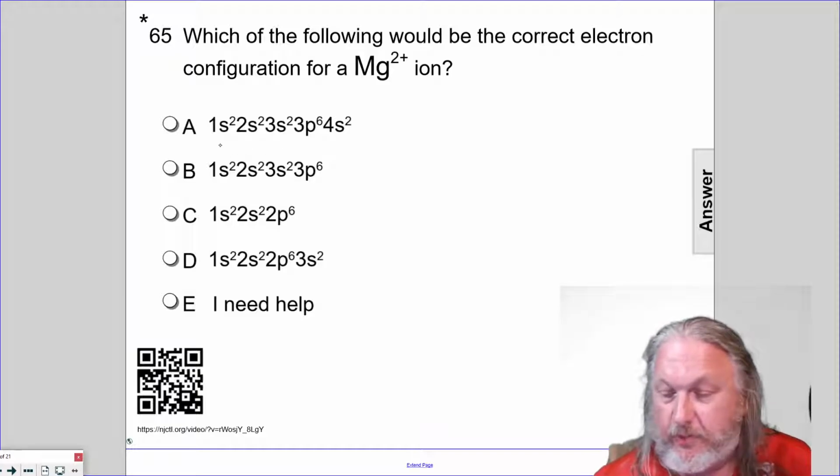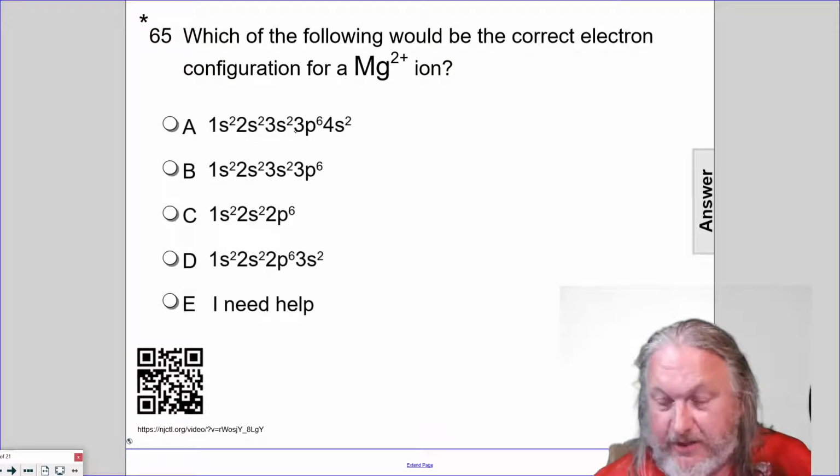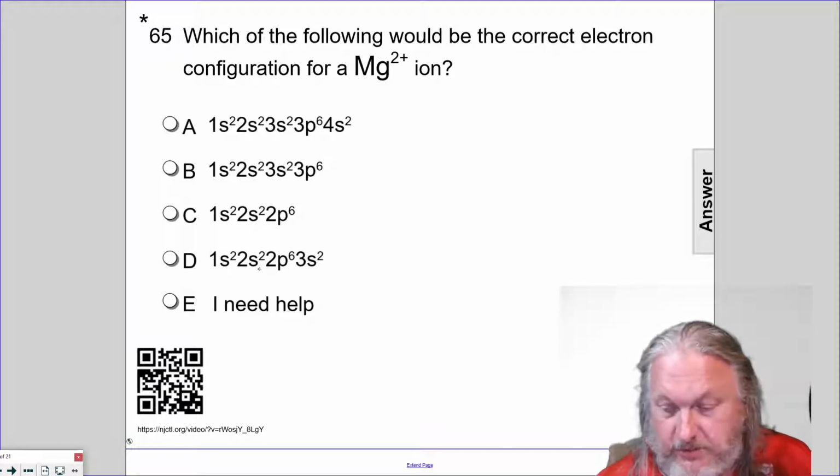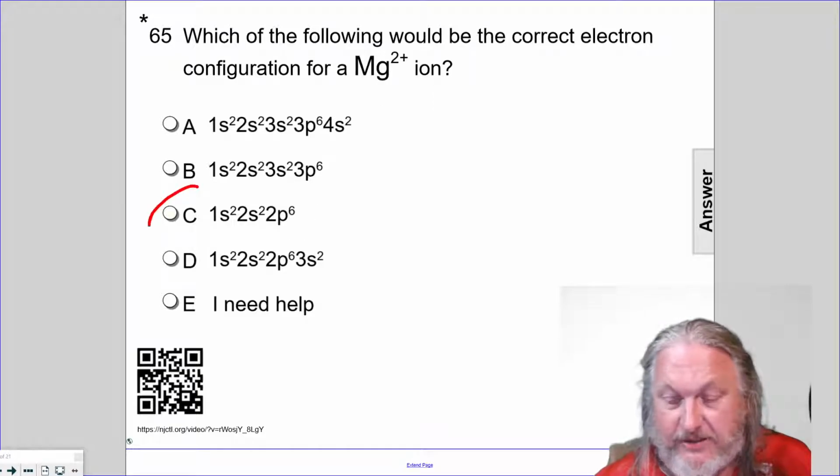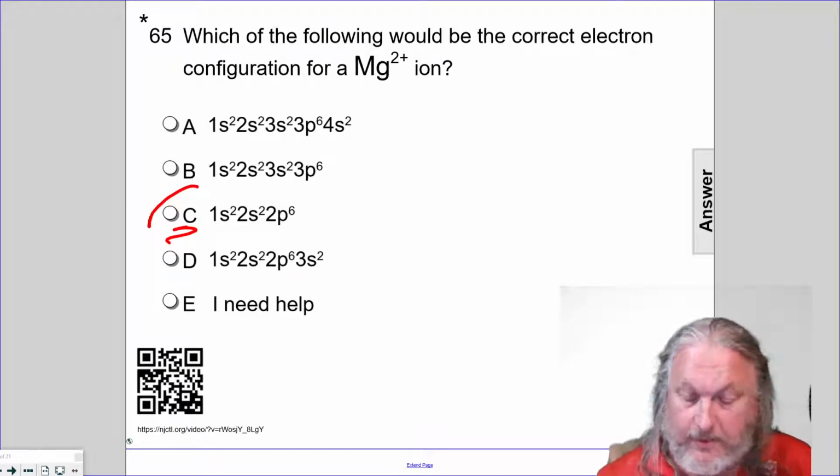So we look to where we have 10. 2, 4. Well, that's not right. We know that's not right because we don't go 1s, 2s, 3s. 1s, 2s, 2p, that could be 1s2, 2s2, 2p6. 2, 4, 6, 10, 12. Well, that's magnesium. I don't have enough. That has to be C. And it is.